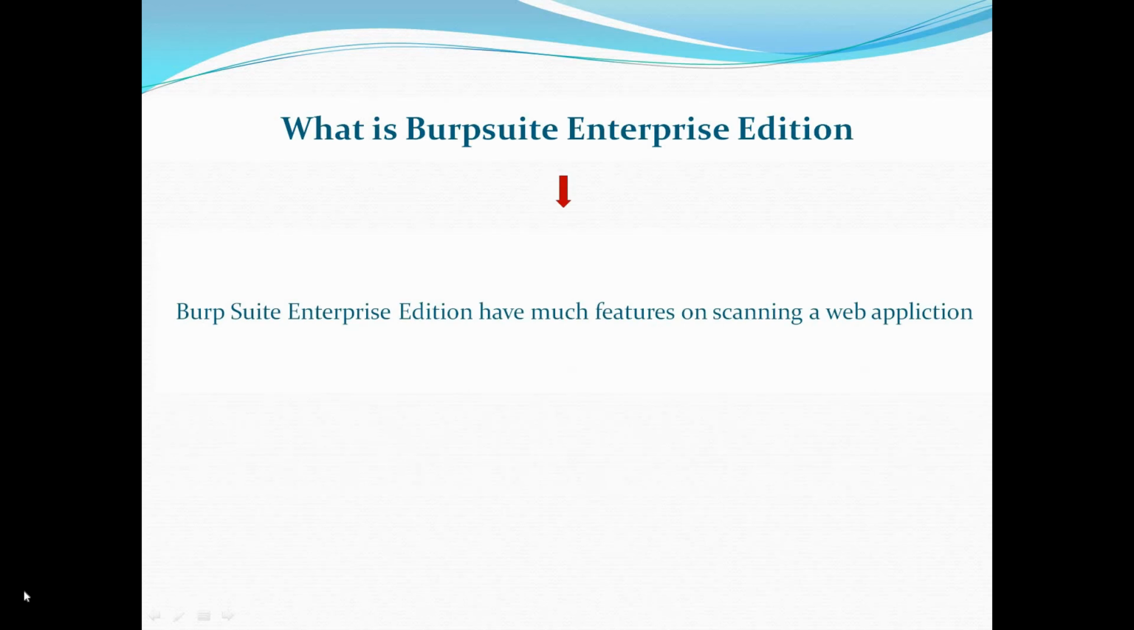Burpsuite Enterprise Edition has many features for scanning a web application, and it has many advanced features for the cybersecurity analyst. So this edition is much costlier than Burpsuite Professional. It costs $4,000 to purchase this tool, and for Burpsuite Professional we have to pay $399. Now we are going to use Burpsuite for penetration testing purposes. Burpsuite Professional is one of the best tools for bug bounty programmers, those who do bug bounty, and they earn a good amount of money.